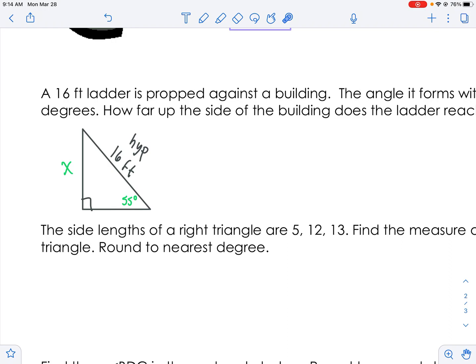Now, is it forwards trig or is it backwards trig? Is it normal trig or is it trig inverse? If we look at it, we're missing a side, not an angle, which means that this would be forwards trig, just plain old normal trig.